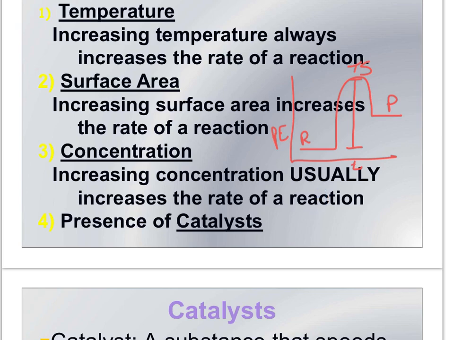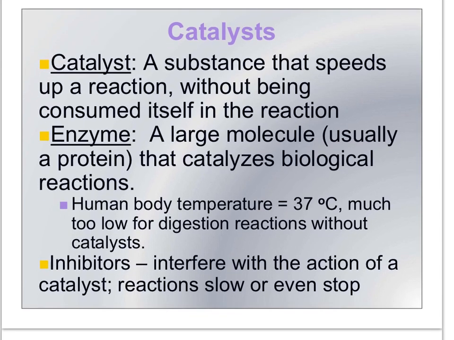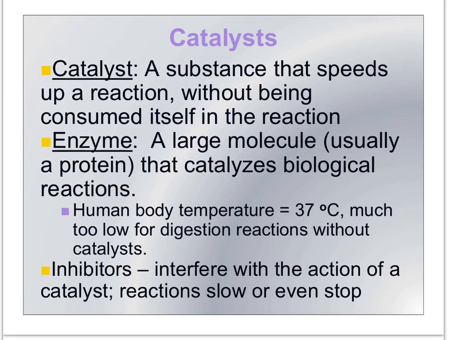So let's talk about why that is and what a catalyst is. I know you've talked about catalysts before in some other science classes, but let's review that. A catalyst is a substance that speeds up the reaction, but without being consumed itself in the reaction. So that's the main difference between a catalyst and a reactant.